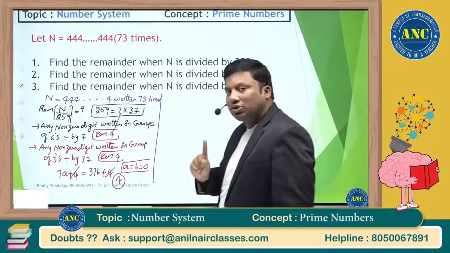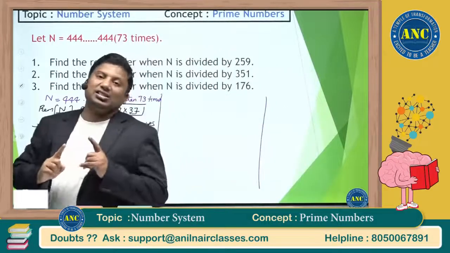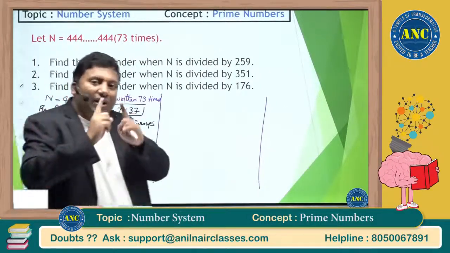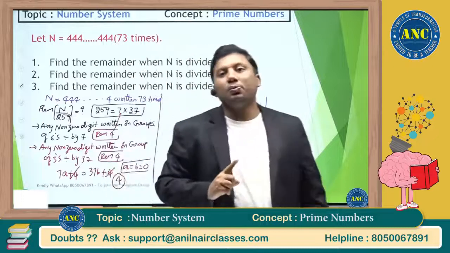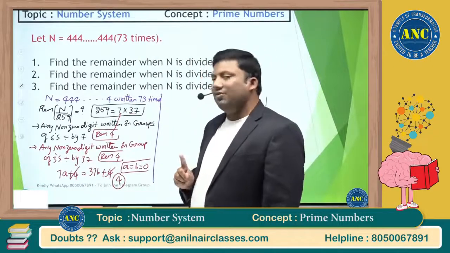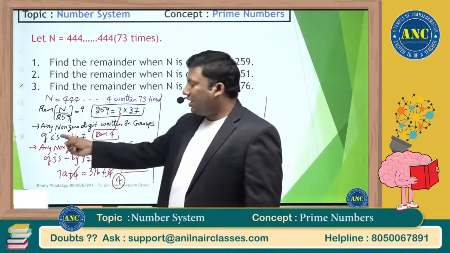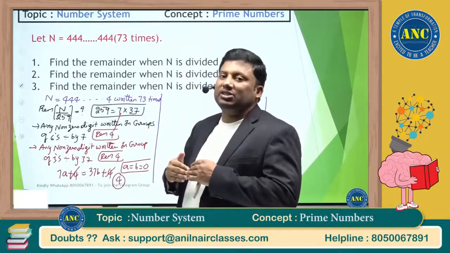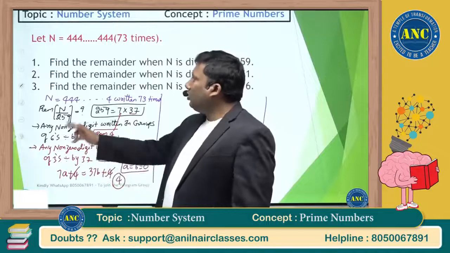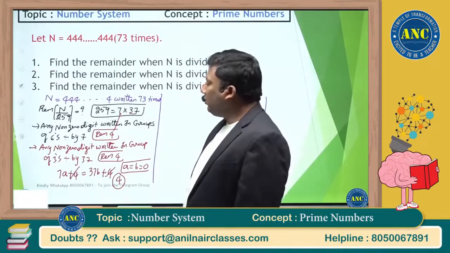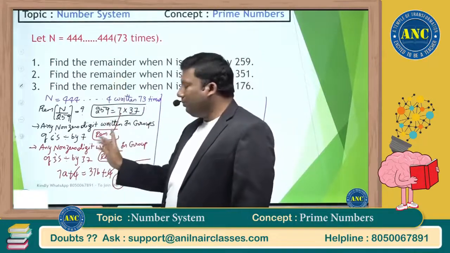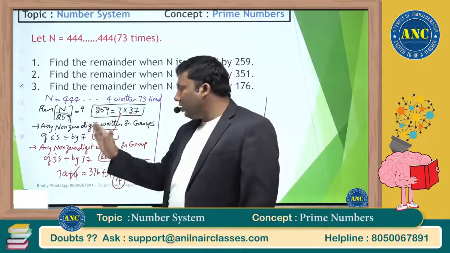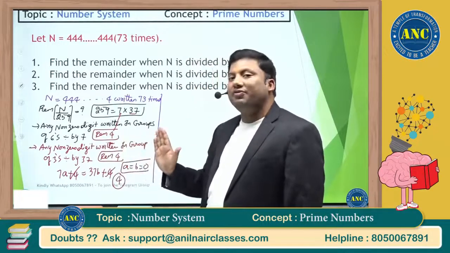259 is 7 into 37. In 7, we discussed the divisibility rule yesterday. If a non-zero digit is written in groups of 6, it is always divisible by 7. 6 times it is 0, 12 times it is 0, 18 times it is 0, 6 12s are 72 times it is 0. One 4 will be left. Remainder 4.